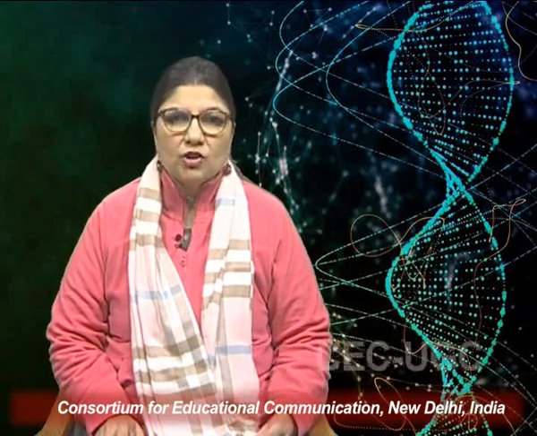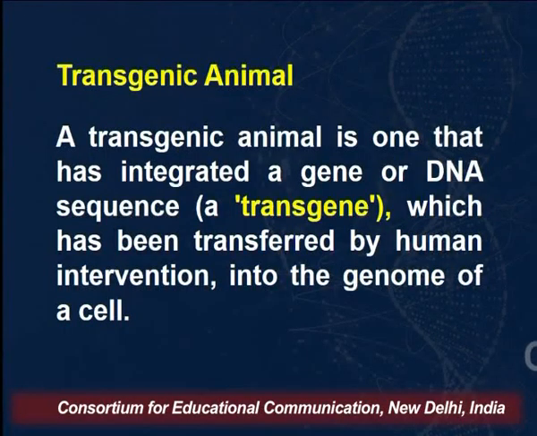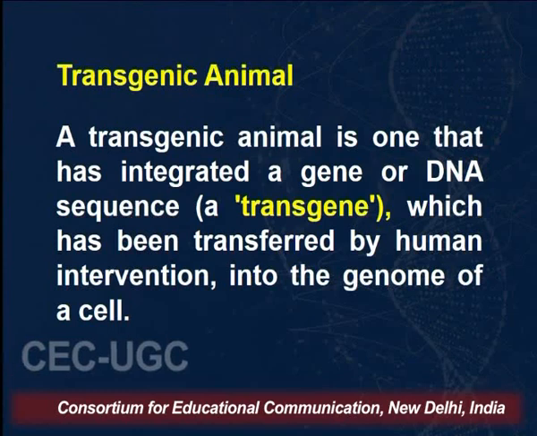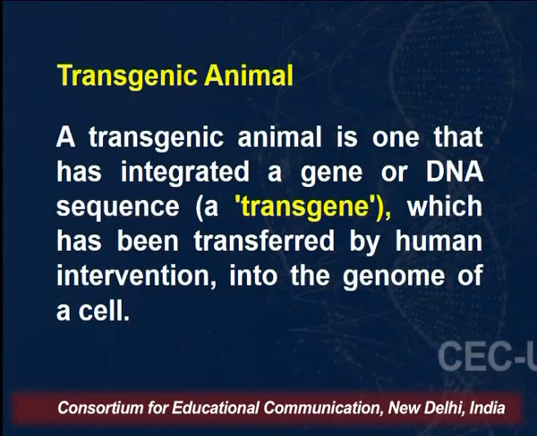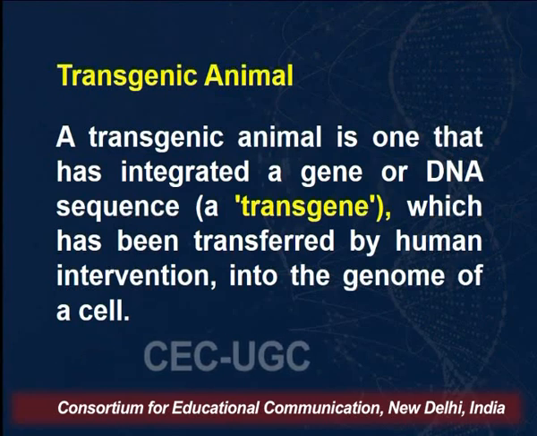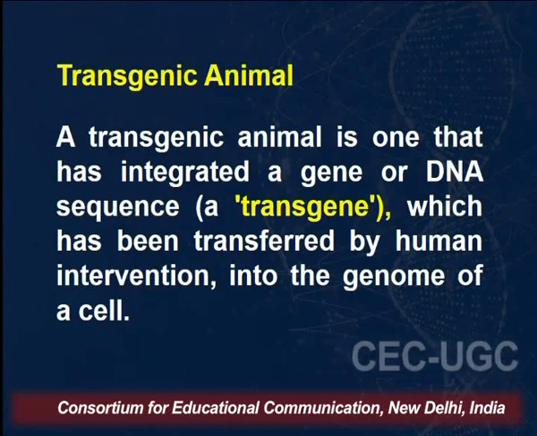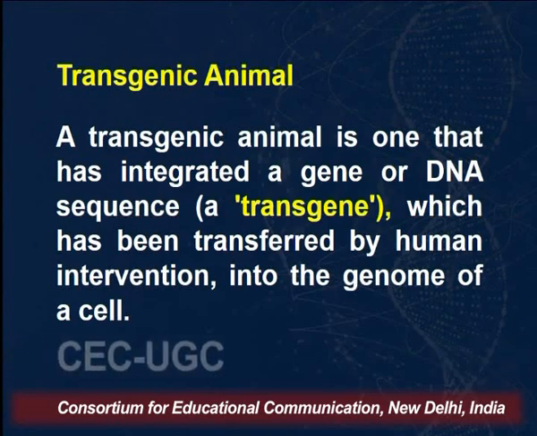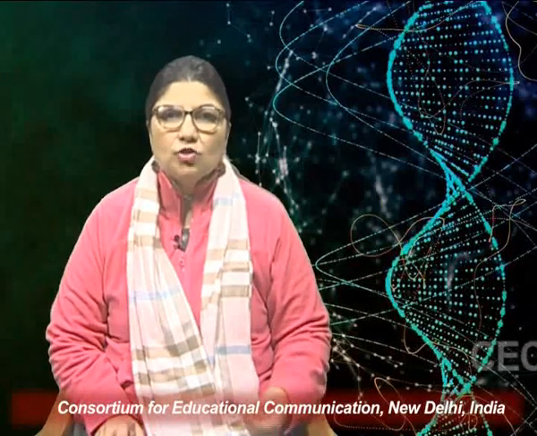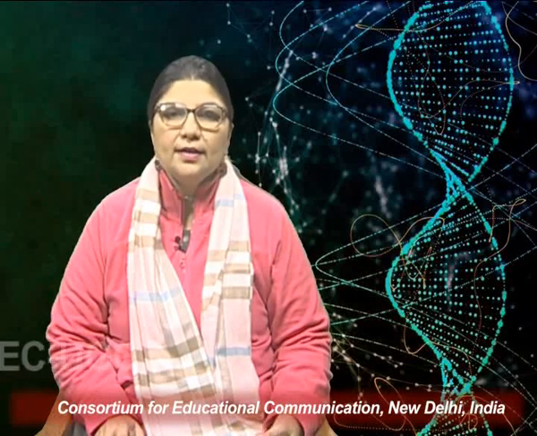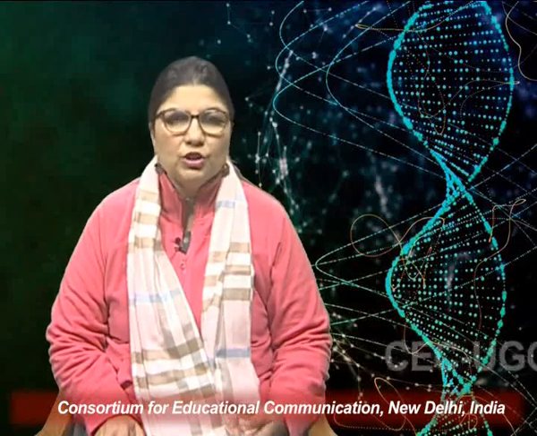Now, what are these transgenic animals? A transgenic animal is one that has integrated a gene or DNA sequence, which is called a transgene, which has been transferred by human intervention into the genome of a cell. Of course, this is biotechnology because there is human intervention. There is a technology which is developed on the basis of biology, and the biology is generally that a gene can be communicated from one organism to another. So, a transgenic animal is the one that has got integrated a gene or a DNA sequence, the transgene, because it is coming from another source into the genome of a cell.